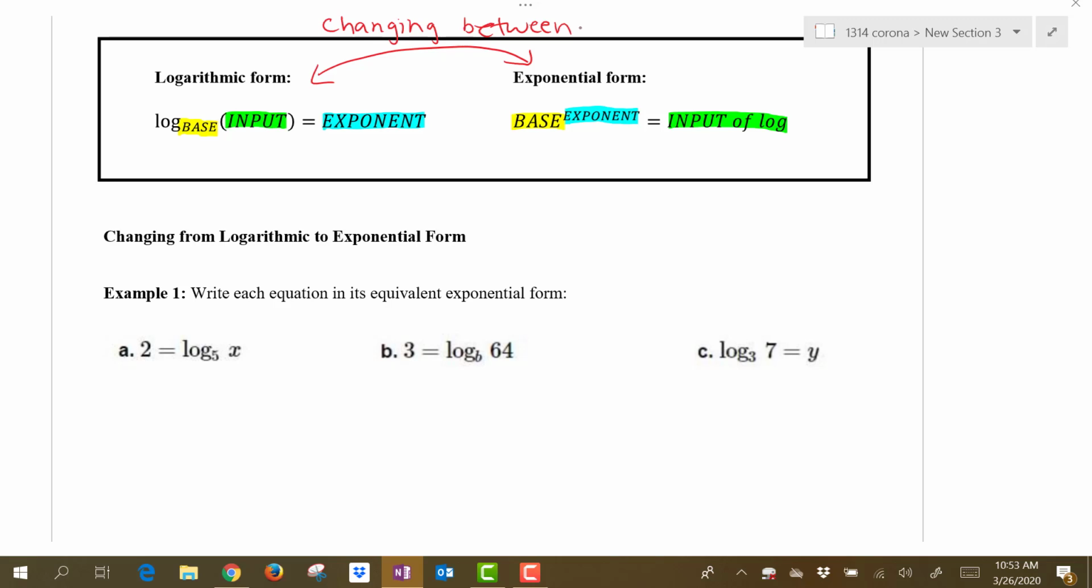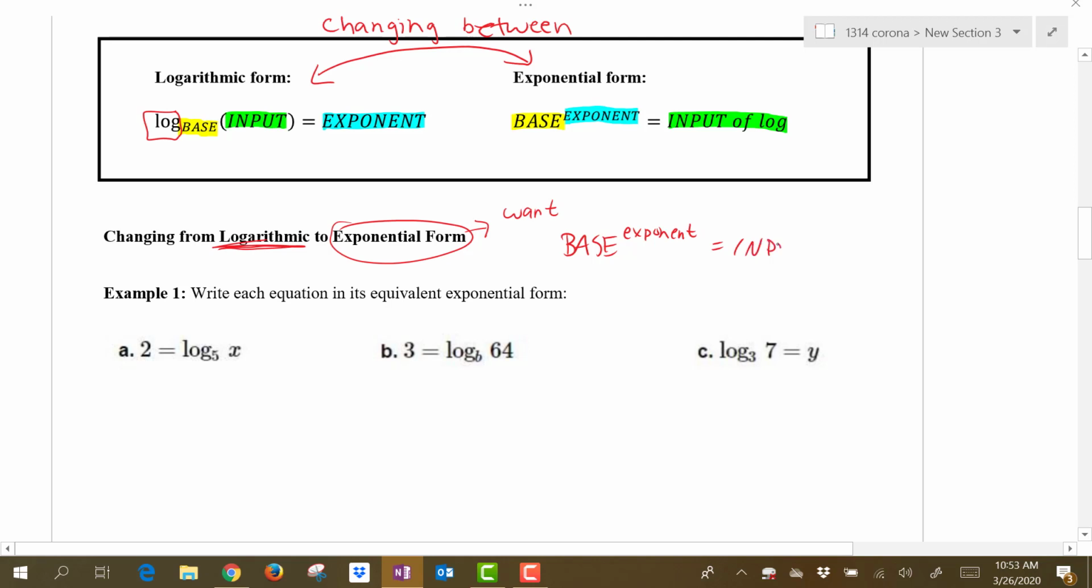Our first example is working on changing from logarithmic form to exponential form. When we're in log form, you're going to see the word log. If you do not see the word log, then you're not in log form. So in order to be in log form, you have to see the word log. This example is asking us to start in log form and switch to exponential form. So that means we want to rewrite each of these expressions as the base raised to the exponent is equal to the input of the log.